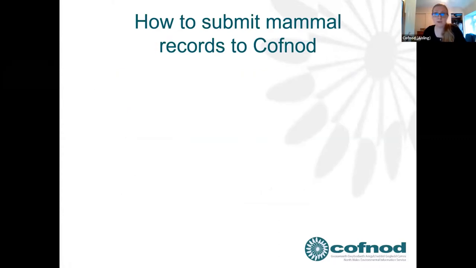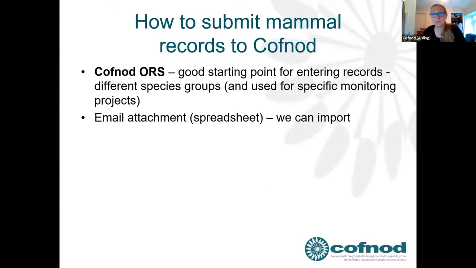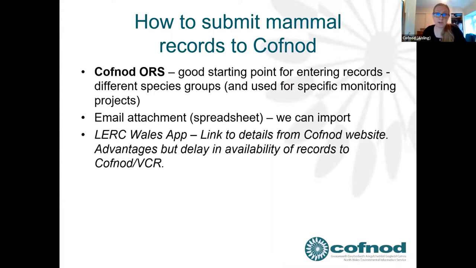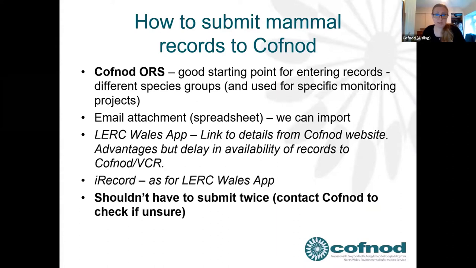So how to submit mammal records to Cofnod? Well, the ORS is a good starting point, as I've said, or we can accept spreadsheets. There are a couple of other options. You may have heard of the Lurk Wales app, which you can also use. That data does come to us, but it's not quite as immediate as putting your records into the ORS, but it does have some advantages. And iRecord, which is an all UK system as well, works similarly to the Lurk Wales app. Those records all go into the same place and we download them and import them from time to time. But the main thing is that you shouldn't have to submit records to two places, so contact me or Richard to check if you're unsure.